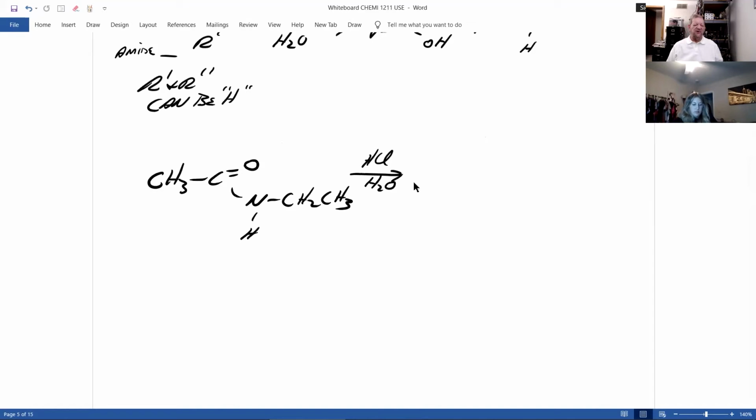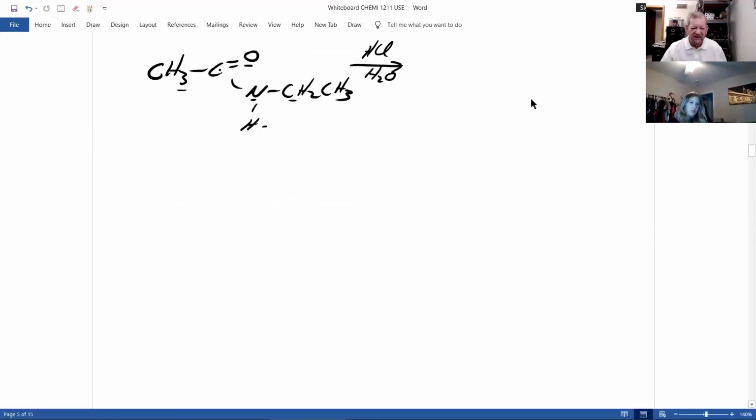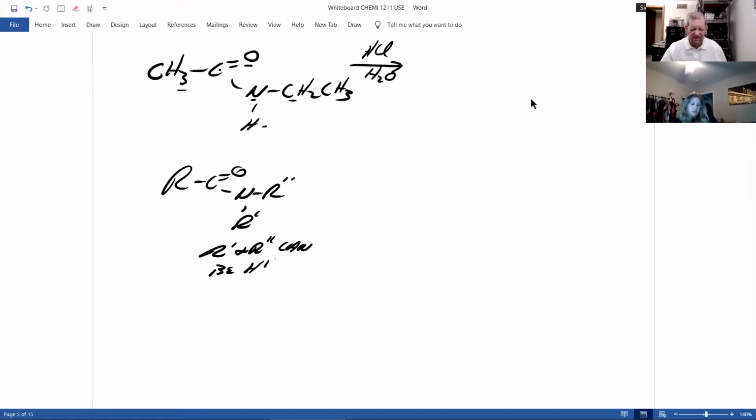And if we look at this, we have what? We have a carbonyl. What's different? Carbon, ooh, nitrogen. Well, carbon's the hydrogen, carbon on here. We have an amide. Remember, R prime and R double prime, one or both or none, can be hydrogen. In this case, it is.